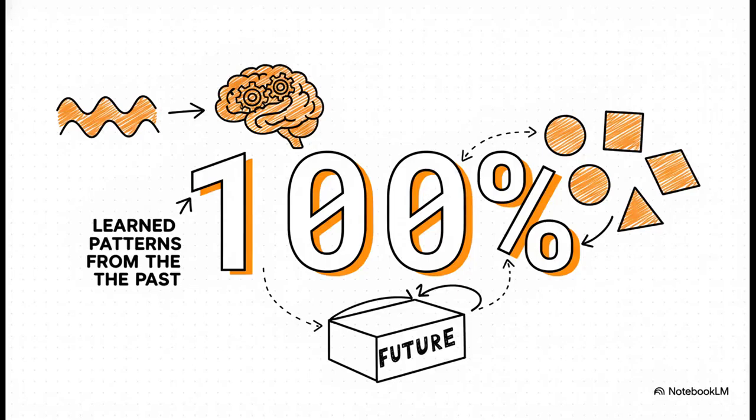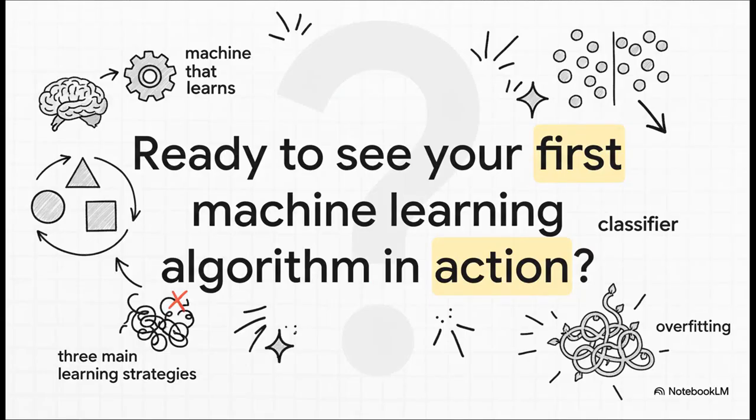And this brings us to the ultimate goal of pretty much all machine learning. It's not about memorizing the past or getting a perfect score on the data you've already seen. The true goal is generalization. The ability to take the patterns you learned from the training data and apply them accurately to new, unseen situations in the future.